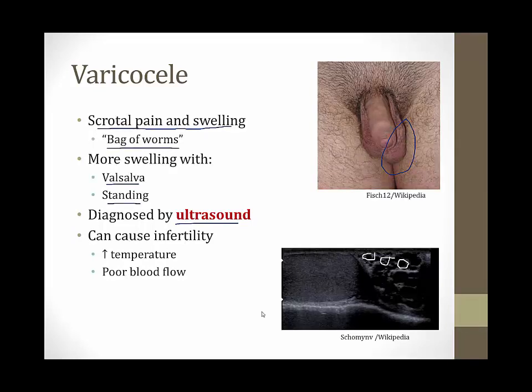And in addition to the pain and swelling, varicoceles can be a problem because they can cause infertility, both from the higher temperature. All that blood in the scrotum raises the temperature in the scrotum, and this can lead to poor spermatogenesis, and there is also poor blood flow. And for this reason, when men are being worked up for low sperm counts and infertility, an ultrasound of the scrotum is often done to see if there might be an occult varicocele.